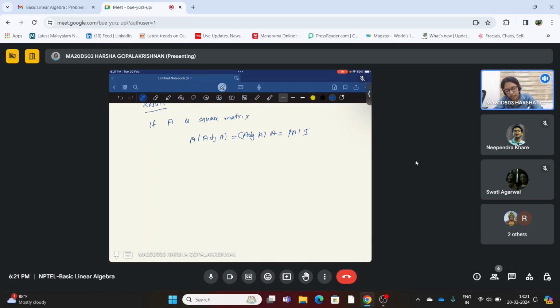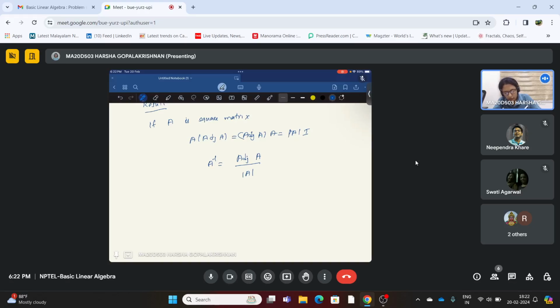And A inverse equals adjoint of A by determinant of A. So this is how we can find the value of A inverse if a matrix is given. Find the adjoint of A as earlier and divide each entry by the determinant of A. Whatever we obtain is A inverse.